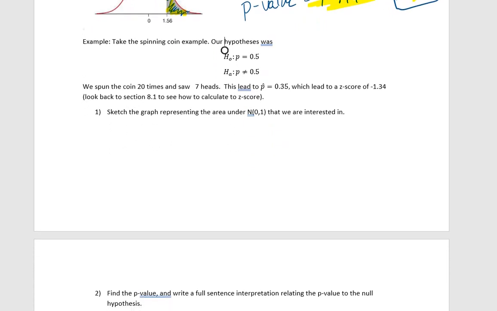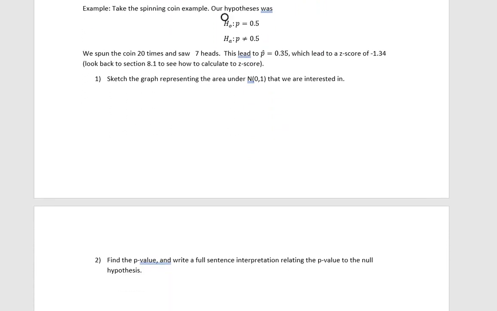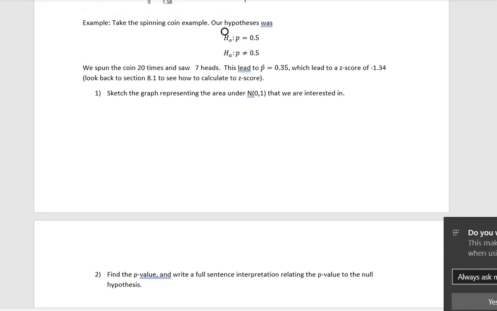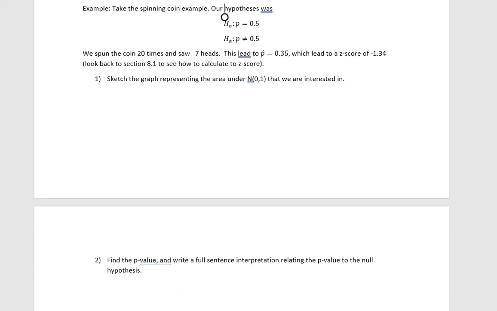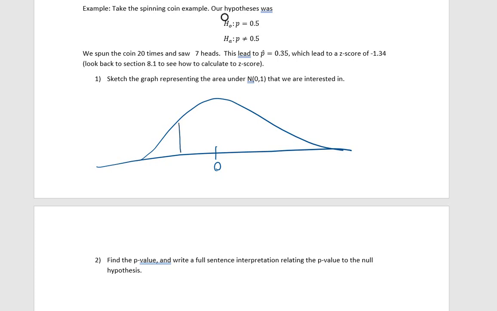All right, so let's look at a couple examples of this. So first, we spun the coin 20 times and saw 7 heads. Okay, this leads to p hat equaling 0.35, which leads to a z-score of negative 1.34. So what we want to do is sketch a graph representing the area under N(0, 1) that we're interested in. So this is 0. All right, our z-score is going to be negative 1.34, so that would be somewhere around here.